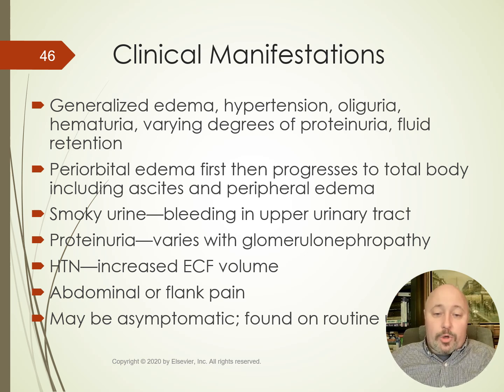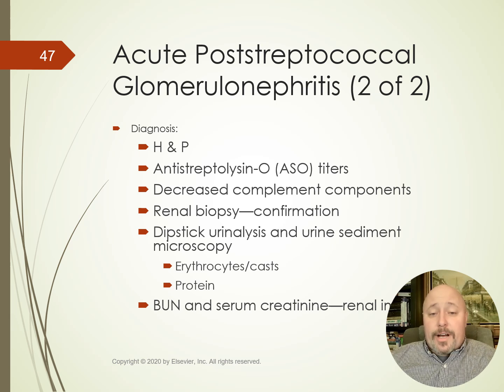There could also be periorbital edema first, which then progresses to total body edema, including ascites and peripheral edema. They may also present with smoky urine, bleeding in the upper urinary tract, proteinuria that varies with the glomerular nephropathy, hypertension that increases the extracellular fluid volume, and abdominal or flank pain. It could be asymptomatic, though found on routine assessments. For diagnosis, again, history and physical, decreased complement components, renal biopsy for confirmation, and dipstick urinalysis and urine sediment microscopy.